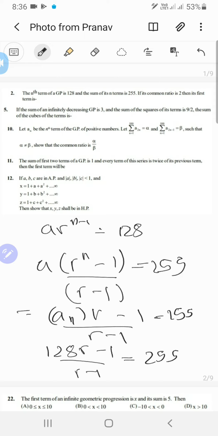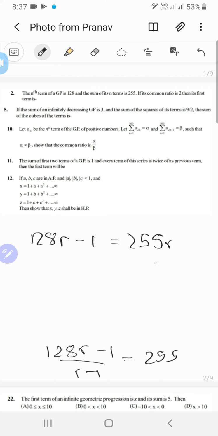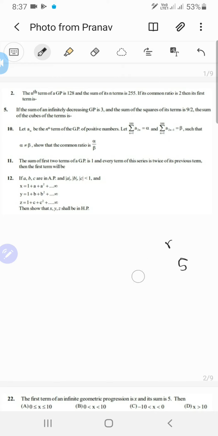So you get 128 r minus 1 upon r minus 1 is supposed to equal 255. Right, first two equations done. Let's see what we get from this. So you get 128 r minus 1 is equal to 255 r minus 255. So that gives us 254 is equal to, well, 15 minus 8 is equal to 7, and then you have 4 minus 2 is just 2, and then 127 r. That looks correct. So you get r equals 2. Easy as that. Why is this happening? Okay, so the ratio is 2. What are we supposed to find?